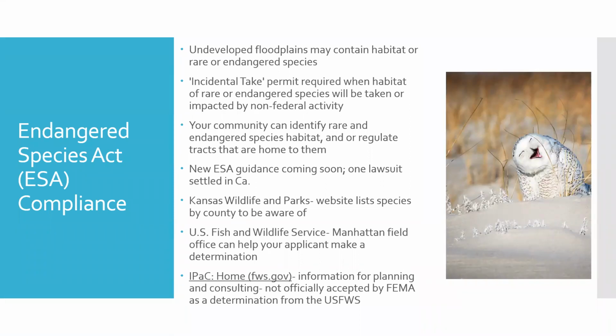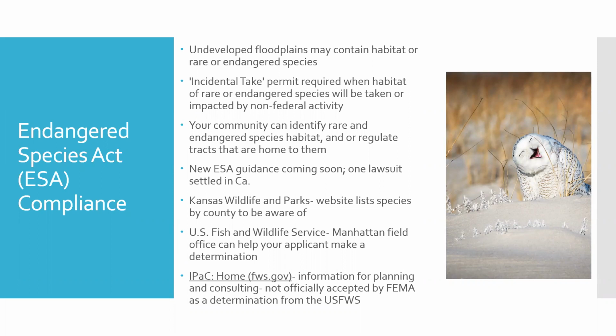But basically, undeveloped floodplain areas most commonly might contain habitat or these rare, threatened or endangered species. And so we are only talking about federal species for this, not state species. So an incidental take permit is what's required if they will be impacted. And so there's a couple of ways to look at the different species that might be in your area, in your community.